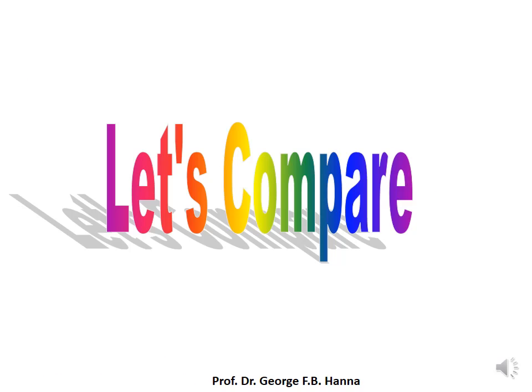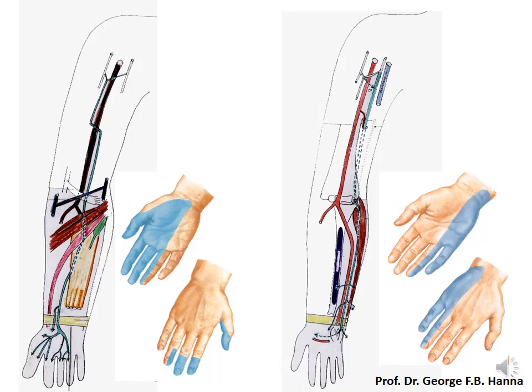Let us, at the end of the lecture, compare between ulnar nerve and median nerve. Median nerve will be on the left side of the screen. This is the median nerve. Ulnar nerve will be on the right side of the screen. Let us see the difference.